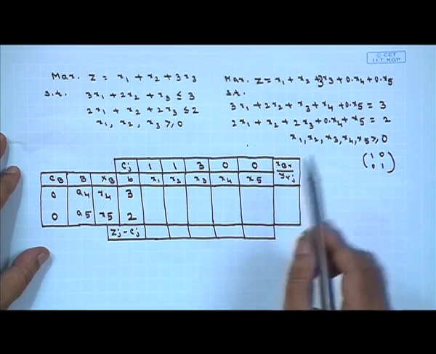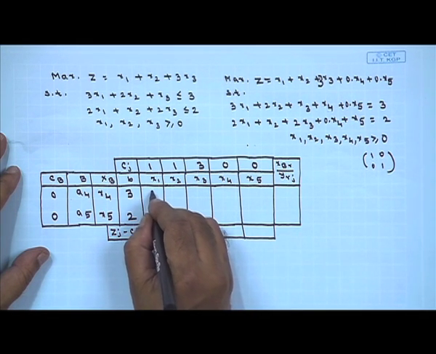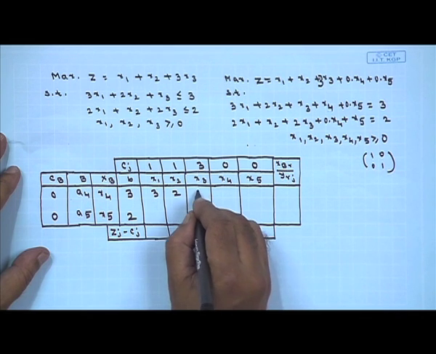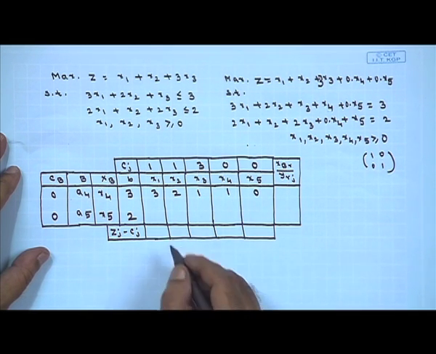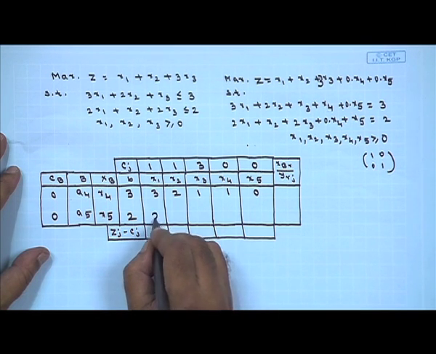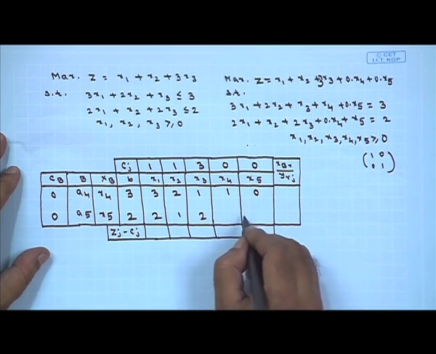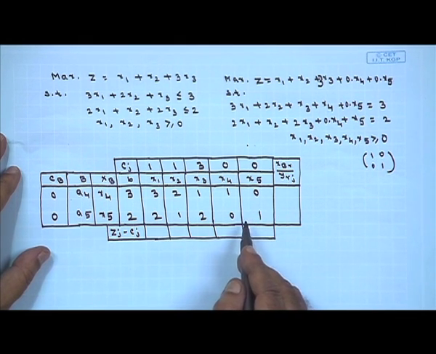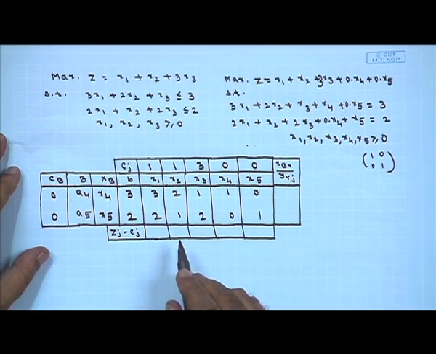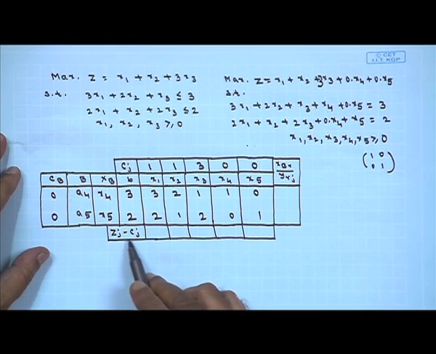Now, you just write down the coefficients corresponding to the variables, that is 3, 2, 1, 1 and 0, and the next row will be 2, 1, 2, 0, 1. So, you are just writing the variables. Now, you have to find out the entering variable and the departing variable. For that, first I have to calculate Zj minus Cj.